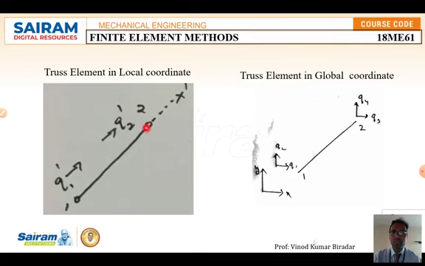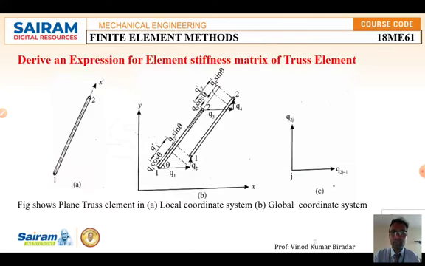Okay, in the local coordinate system, the orientation is along the length of the element, whereas here it is not like that. Each node has 2 degrees of freedom. With the help of this we are going to calculate the next question, that is the derivation of the element stiffness matrix for a truss element.